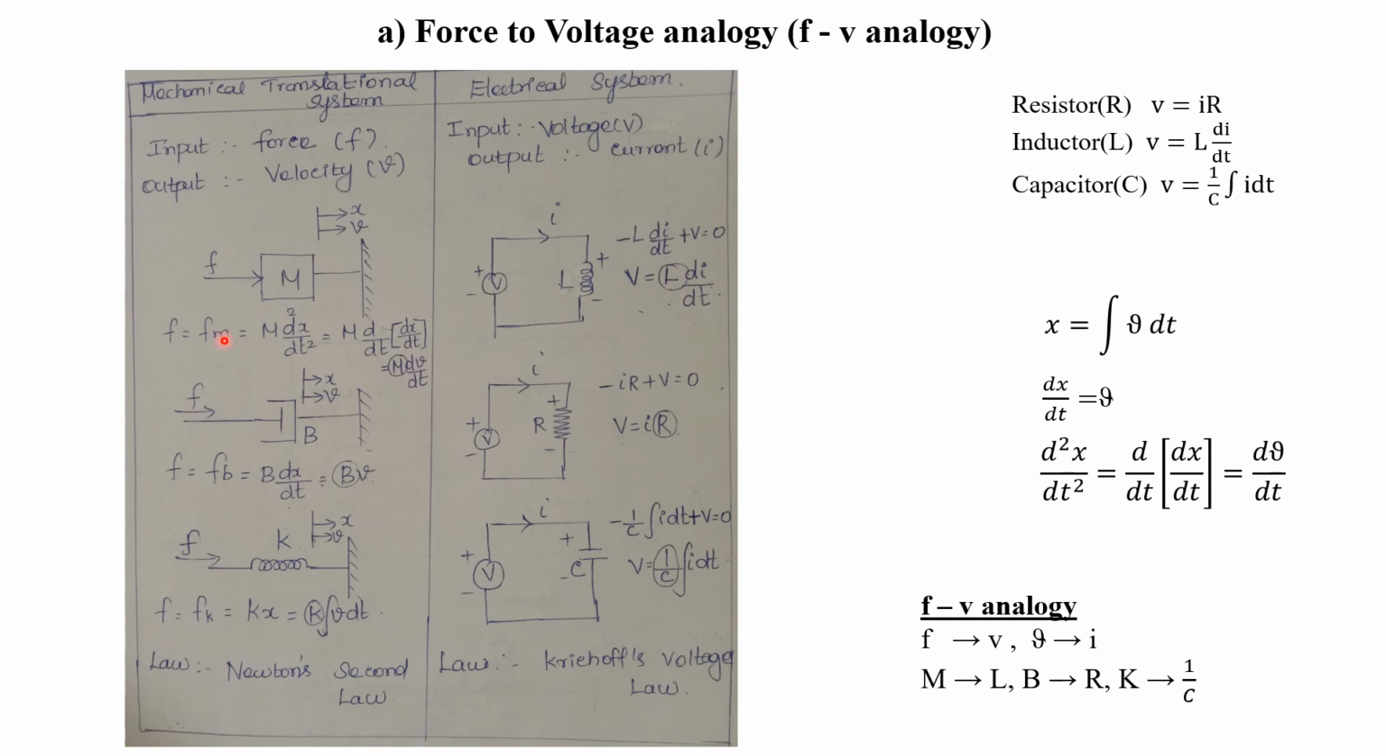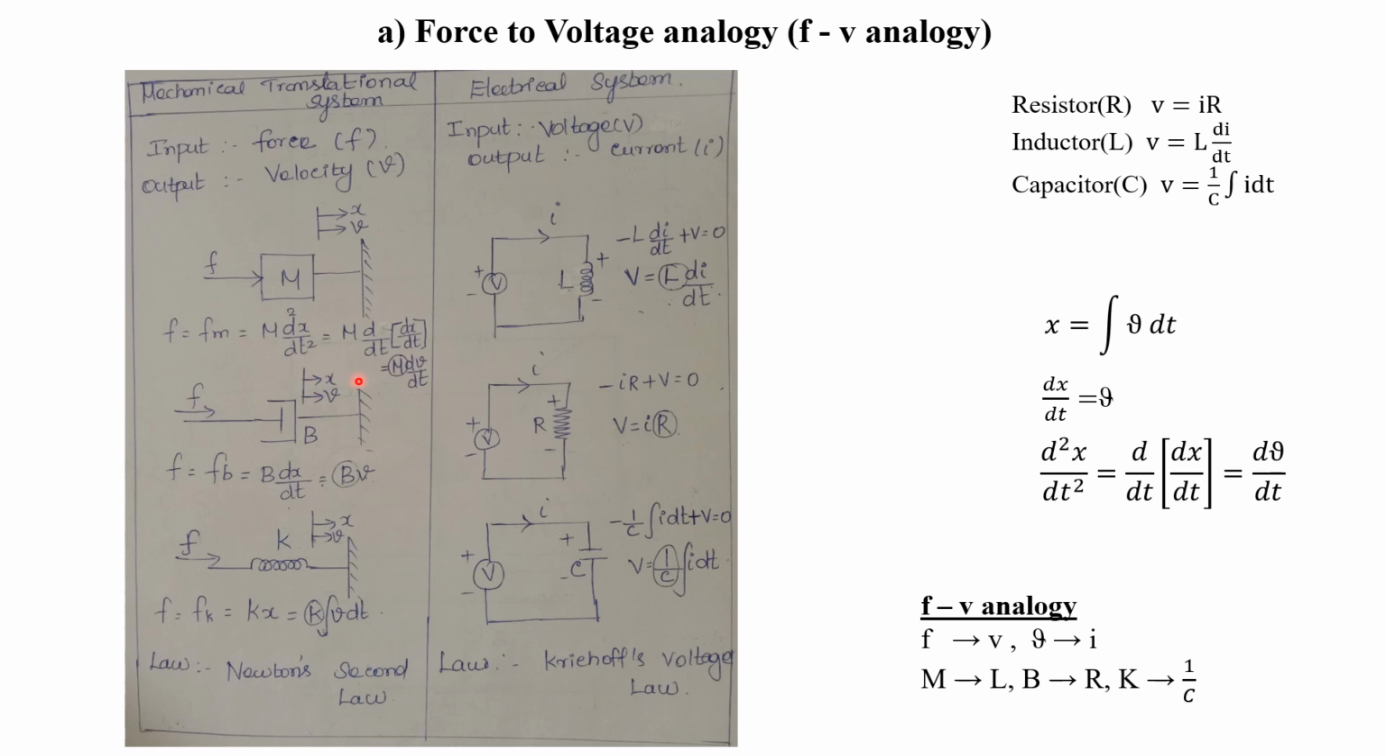Similarly, we have to equate the other two elements of the mechanical translational system to the electrical system. Now we consider the second element, the dashpot. It is represented as a piston moving inside a cylinder. This is an ideal dashpot, so it has negligible mass as well as negligible elasticity effect. One end is connected to the reference surface and the other end is free. At the free end we apply a force F, due to which there will be a displacement of the dashpot, represented by X.